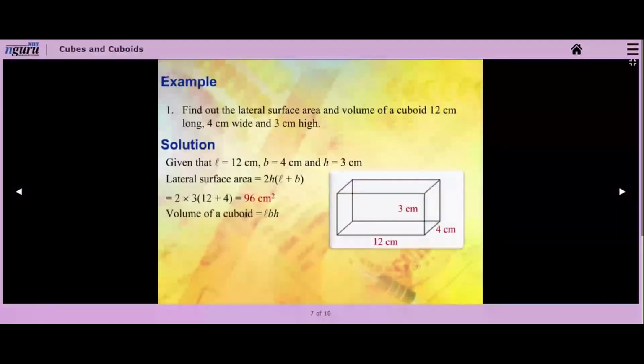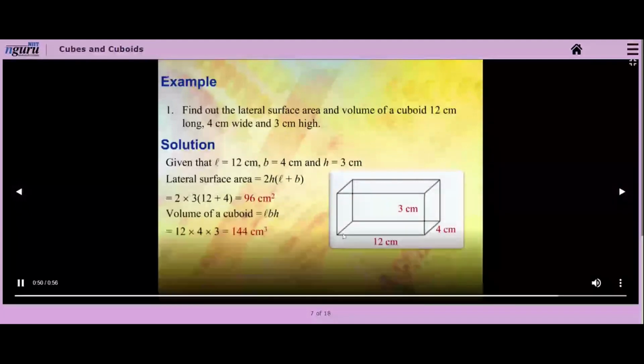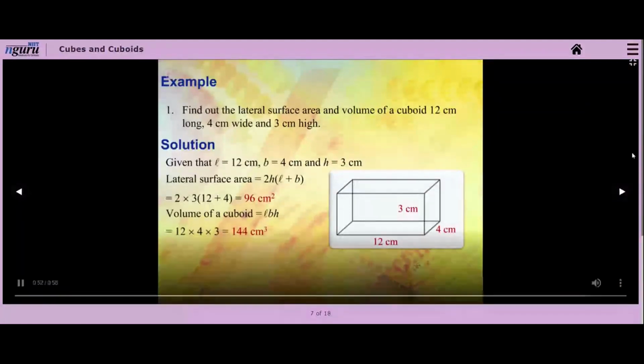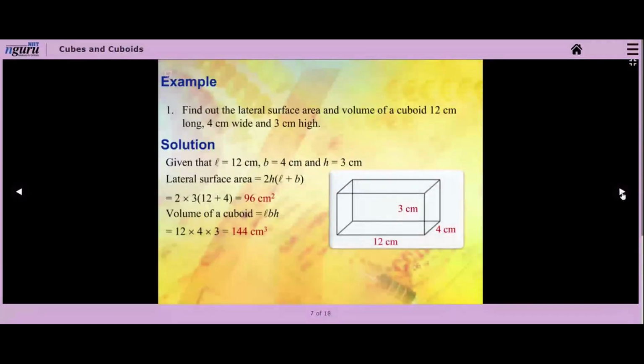The volume of a cuboid is the product of L, B, and H. Correct. Substituting the values of L, B, and H in the formula, we get the volume as 144 cubic centimeters.